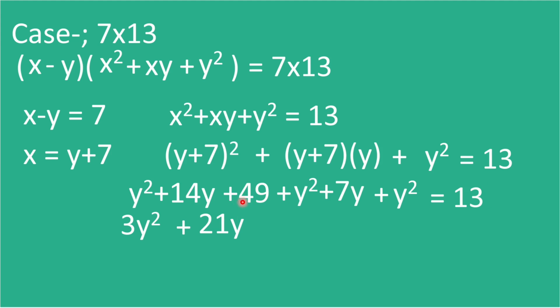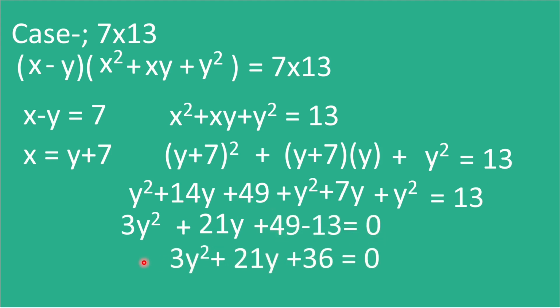So this will become plus 49 minus 13 equals 0. And now this equation will become 3y square plus 21y plus 36, because plus 49 minus 13 equals plus 36, which is equal to 0. And then we will divide this equation by 3 on both sides. So we will get y square plus 7y plus 12, which is equal to 0.